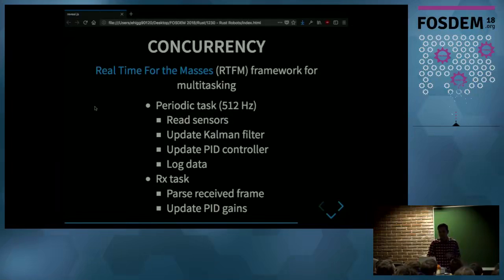So I have these two tasks. One was periodic, where I read the sensors, update my command filter, update the PID controller, and then log the data. And then I have this other kind of asynchronous task where my laptop sends some data to the microcontroller, and I use that to change the PID gain because I was manually tuning the gains.